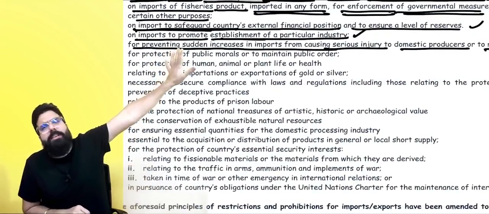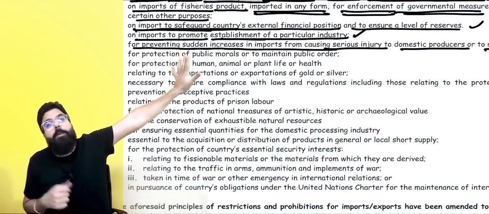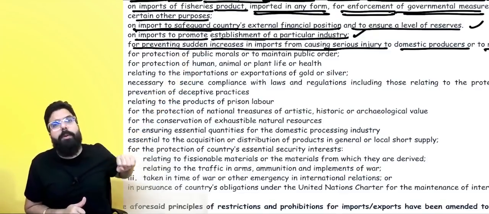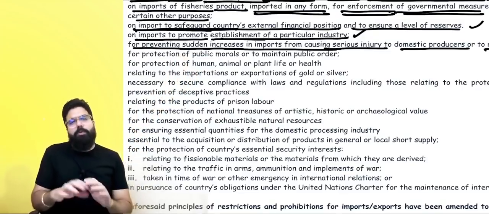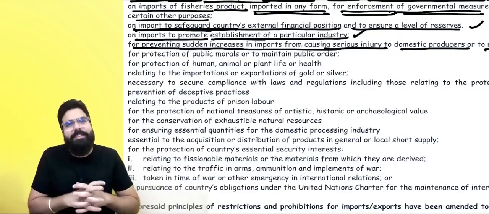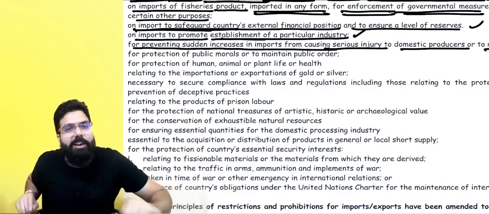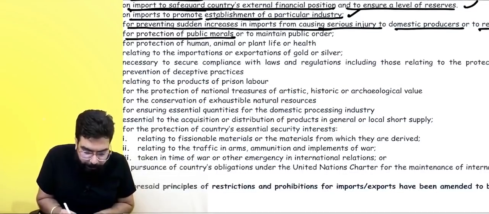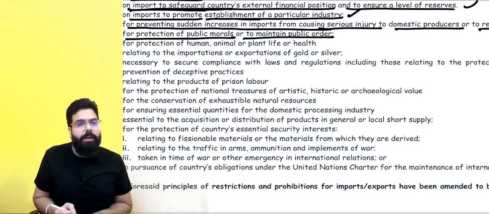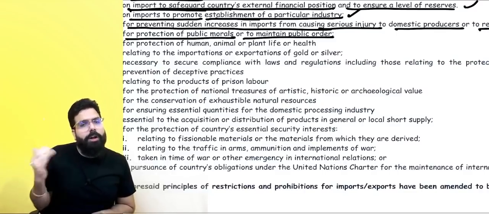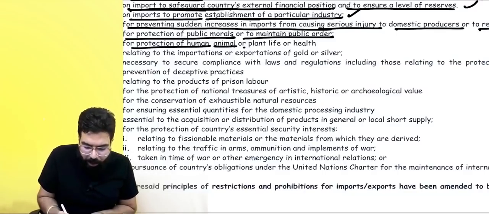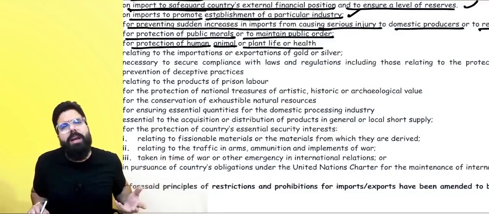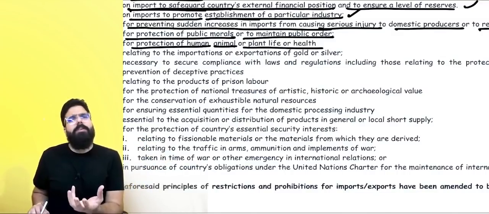They say from today this item is restricted because they want to protect the domestic industries. Domestic industries might suffer because of huge imports, and hence they can say, sir, from today this item is prohibited, this item is restricted. It's a safeguard measure to protect the domestic industry. They can restrict import or export for protecting moral grounds or to maintain public order. They can stop import or export for protection of human, animal, or plant life or health. They can say you can't export animals. Why? Because India doesn't want its animals to go outside India.